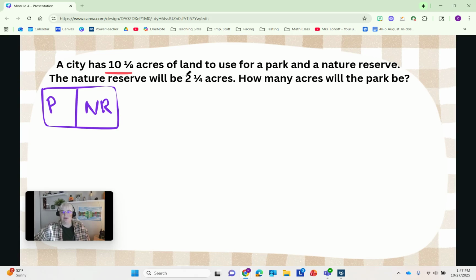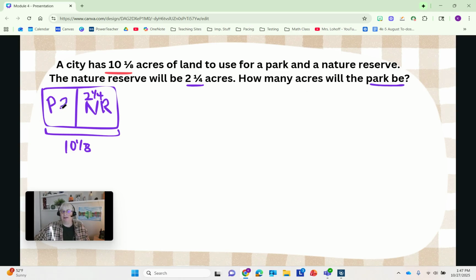The nature reserve is going to be 2 1/4 acres. Oh, yeah, so this whole thing is 10 1/8 acres, and the nature reserve part is 2 1/4. And they're probably going to want to know how much this is. How many acres will the park be?